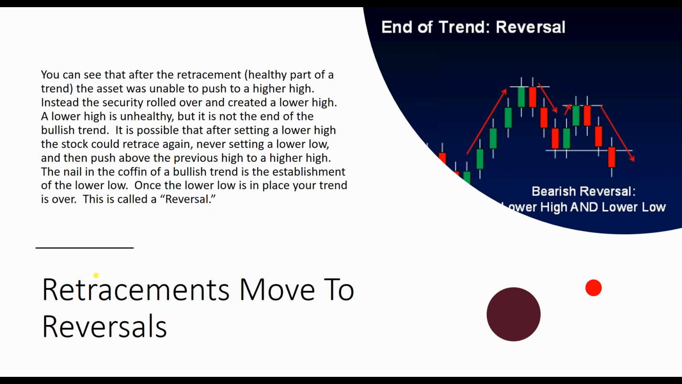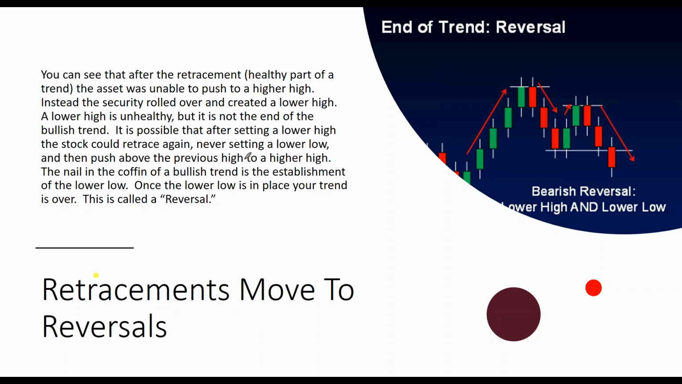So you can see that after the retracement, a healthy part of the trend, the asset was unable to push to a higher high. Instead, the security rolled over and created a lower high. A lower high is unhealthy. So in other words, we can see it on the candlestick.